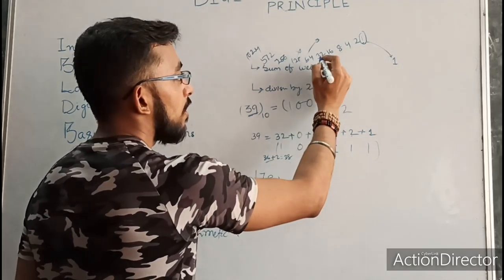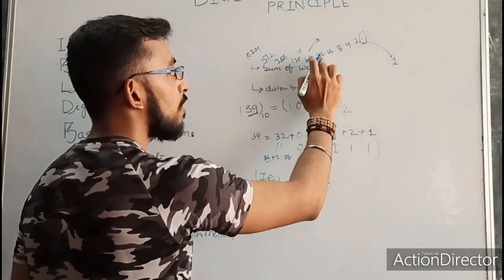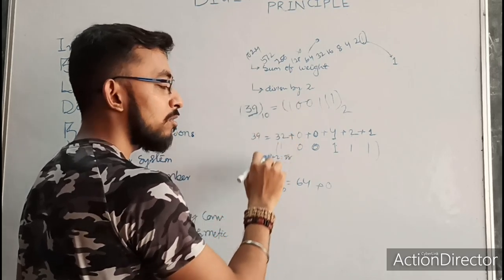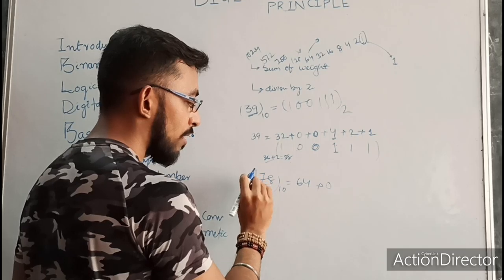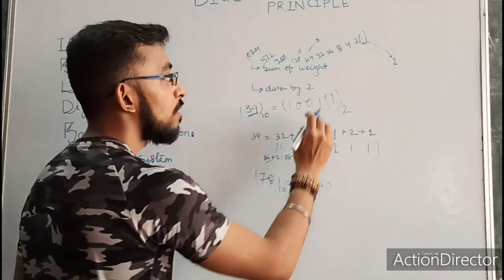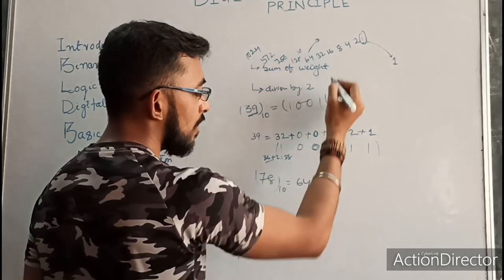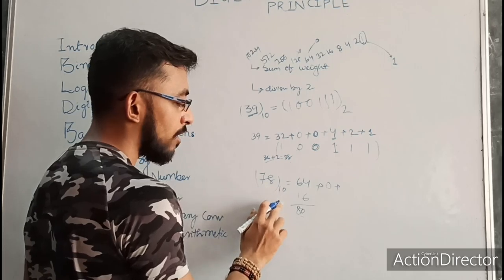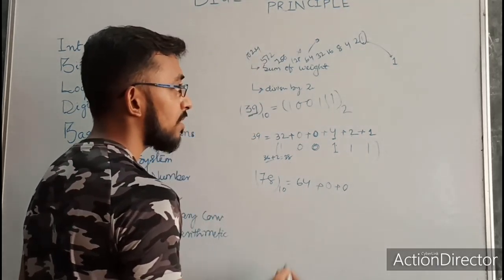Then I can't use 32, because if I add 32 with 64, it will give me 96, which is much greater than this one. The addition should not increase beyond this value; the sum should be less than or equal to 78. So I am not going to use 32. I can't use 16, because if I add 16, it becomes 80, which is greater than 78. So I am not going to use 16.